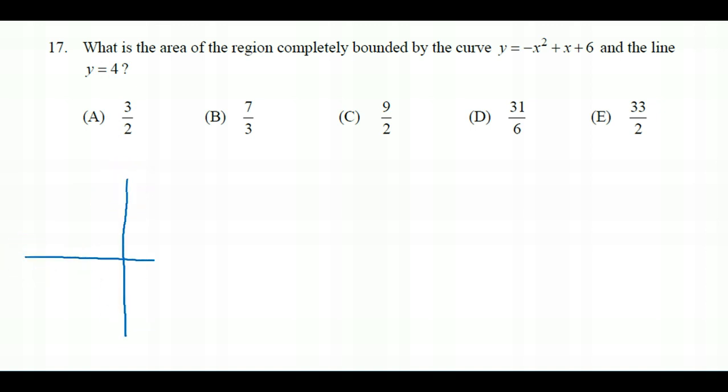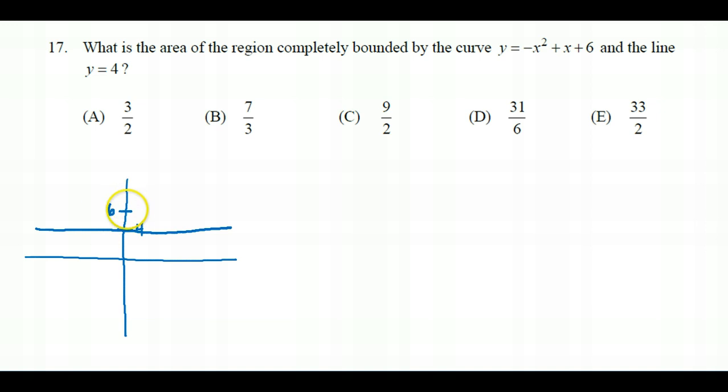So here's my xy axis. Let's first draw the easy function, y equals 4. So this is a horizontal line at 4. So let's go ahead and draw that. And now I want to try to sketch negative x squared plus x plus 6. So first of all, this is a parabola because this is a quadratic function. The negative in front of the x squared term means it's going to open downward, and the plus 6 means it's going to have a y-intercept of 6.